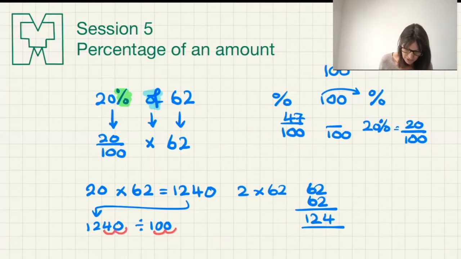1, 2. So my invisible decimal point, let's do that so it doesn't do that. My invisible decimal point that's on the end of my integer is now moved in 2 places, and it is here. So my final answer is 12.4.